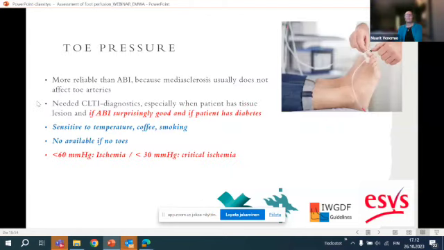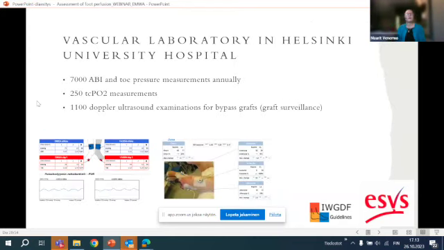Toe pressure is more reliable than ABI because medial sclerosis usually does not affect toe arteries. It's needed in CLTI diagnostics, especially when the patient has a tissue lesion and if ABI is surprisingly good, or if the patient has diabetes. Toe pressure is sensitive to temperature, coffee, and smoking. It's not available when the patient doesn't have toes. In the WIfI classification, if toe pressure is less than 60 millimeters of mercury, there is ischemia, and if it's less than 30 millimeters of mercury, it's critical ischemia. In Helsinki, we measure annually 7,000 ABI and toe pressure measurements and 250 TcPO2 measurements.